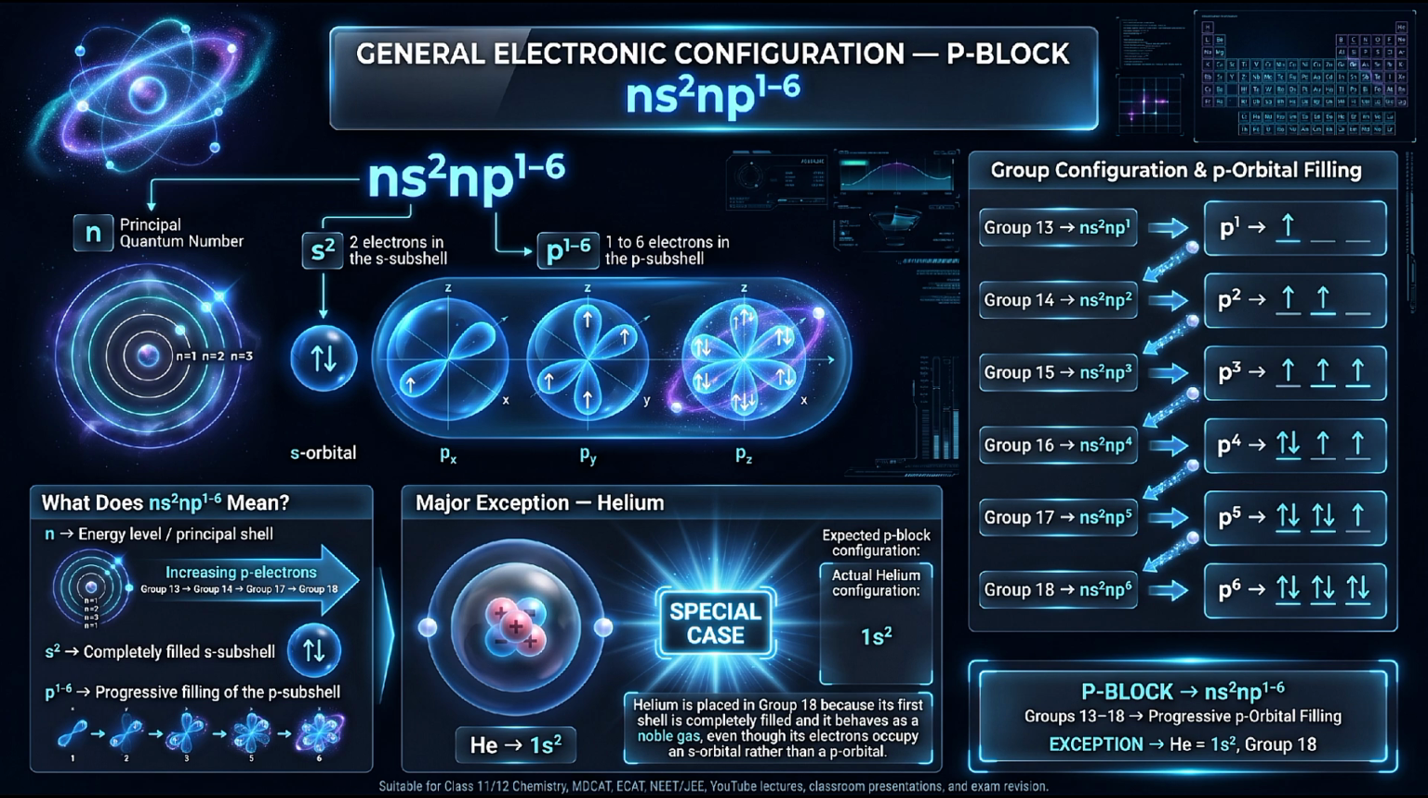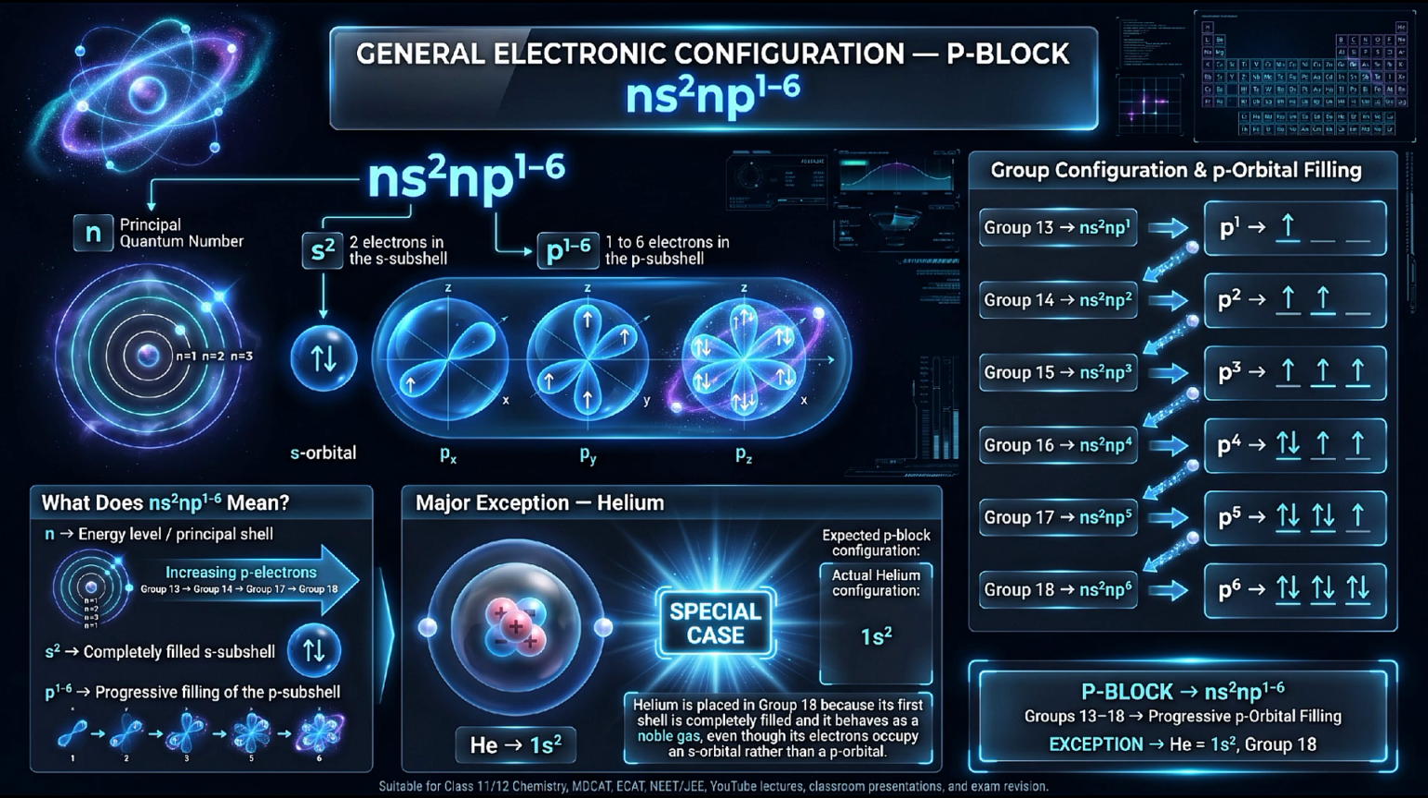Boron has the configuration 2s², 2p¹. Carbon has 2s², 2p². Nitrogen has 2s², 2p³. Oxygen has 2s², 2p⁴. Fluorine has 2s², 2p⁵. Neon has 2s², 2p⁶. Notice how the 2s electrons remain constant throughout this sequence while the number of p electrons increases from 1 to 6. This is exactly what the general configuration ns²np¹⁻⁶ represents.